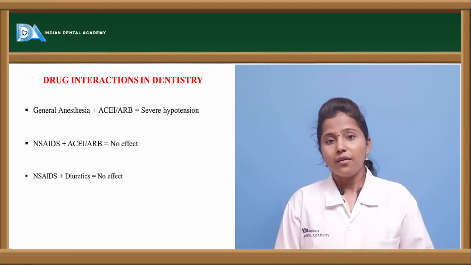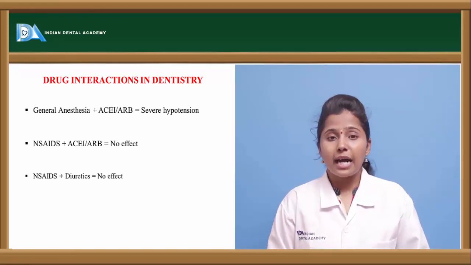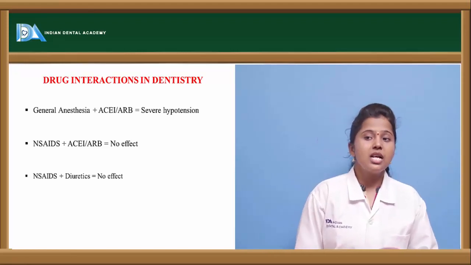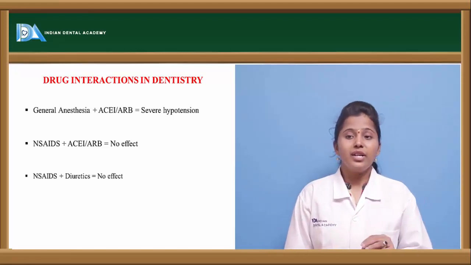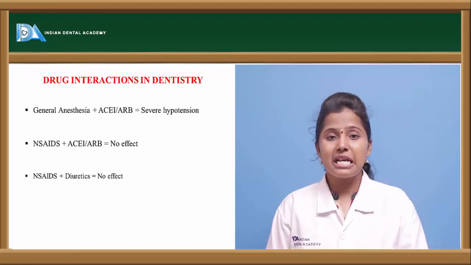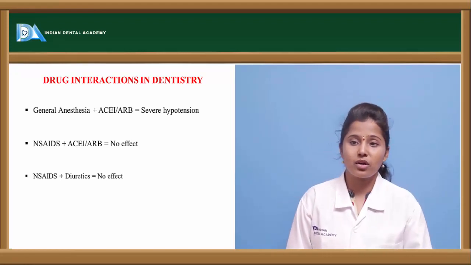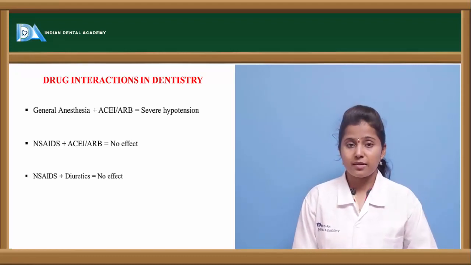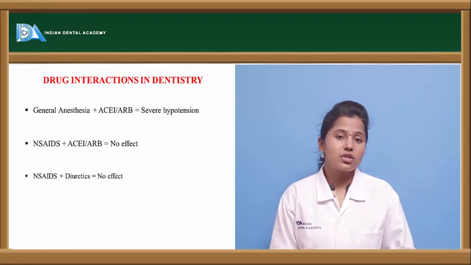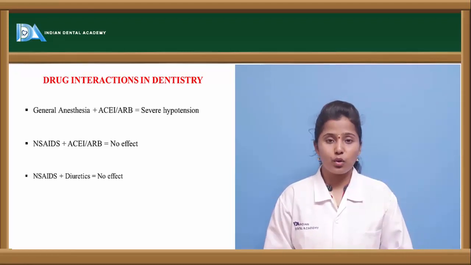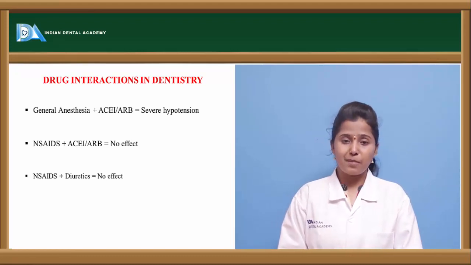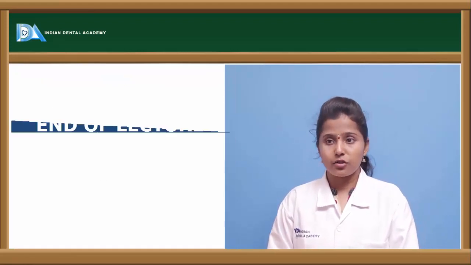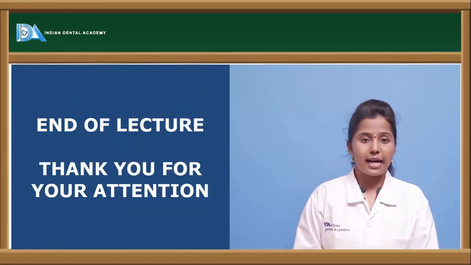When general anesthesia is given along with angiotensin converting enzyme inhibitors or angiotensin receptor blockers, that causes severe hypotension. And when NSAIDs are combined with ACE inhibitors or angiotensin receptor blockers, the effect will be nullified. When NSAIDs are combined with diuretics also, the effect will be nullified. So these are a few of the implications or drug interactions of antihypertensive drugs when used in dental conditions. This is about antihypertensive drugs.